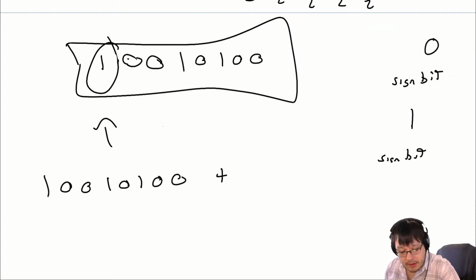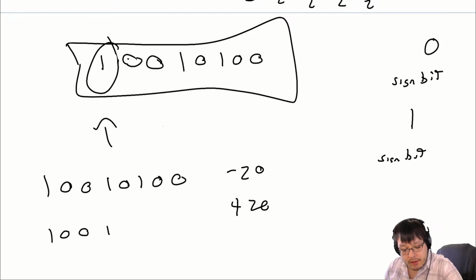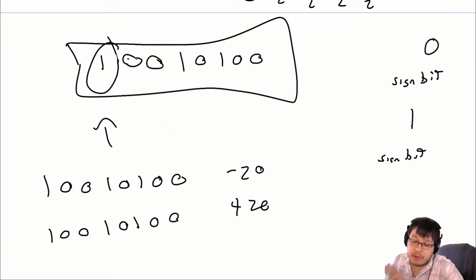So that could be negative 20 and this could be positive 20. Now, what are the side effects of doing this approach? The side effects are that you are sacrificing 1 bit for keeping track of whether a number is positive or negative. And there are additional side effects about that.